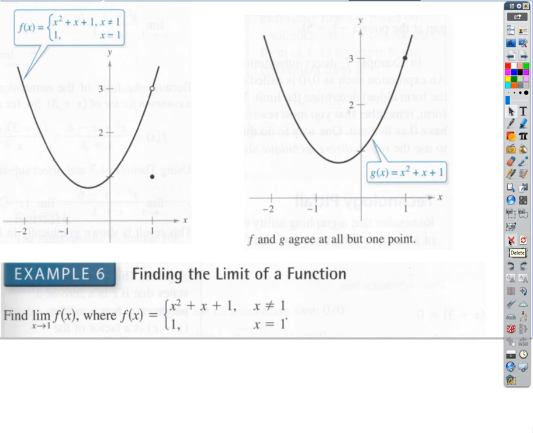Instead of f of x equals this piecewise function, let's instead choose a function and call it g of x and have that just equal the top part of the piecewise function, okay? Why is this okay? Justify this somewhere. Why is it okay to do this?